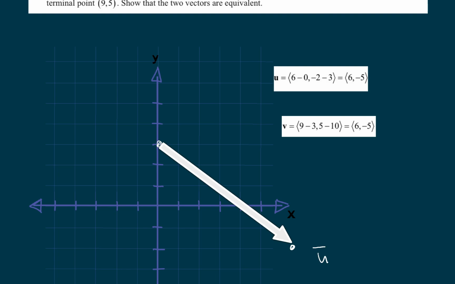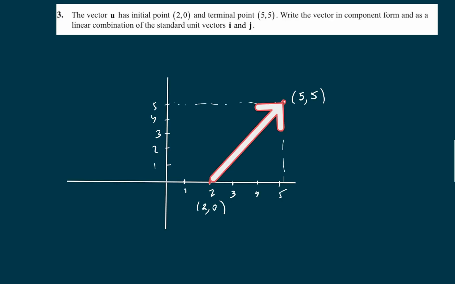9 minus 3 is 6. 5 minus 10 is minus 5. So they have the same components. 6 for u, 6 for v. Minus 5 for u and minus 5 for v. So they are equivalent. Now let's go to problem 3.